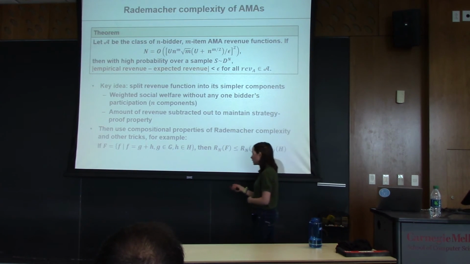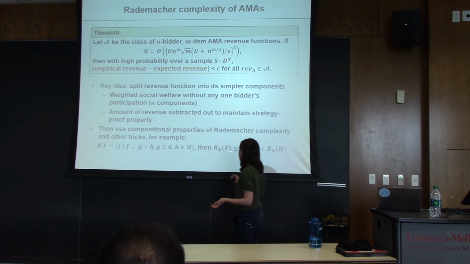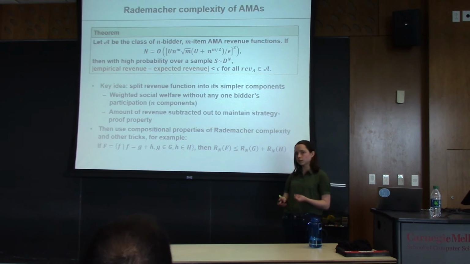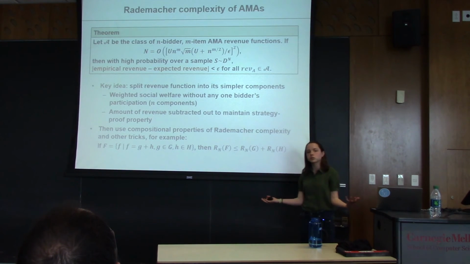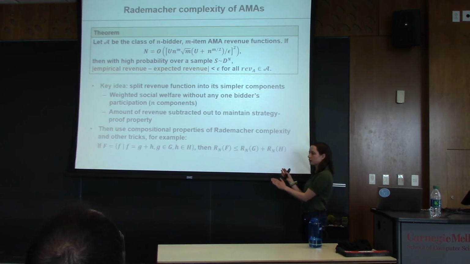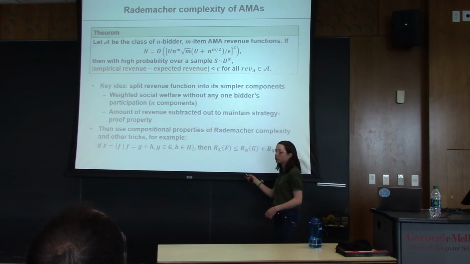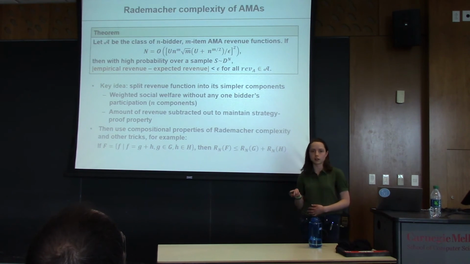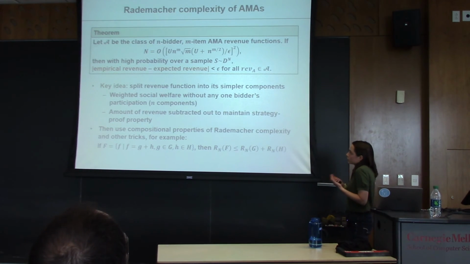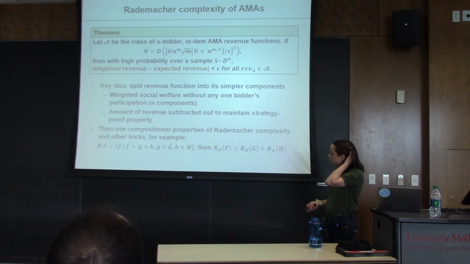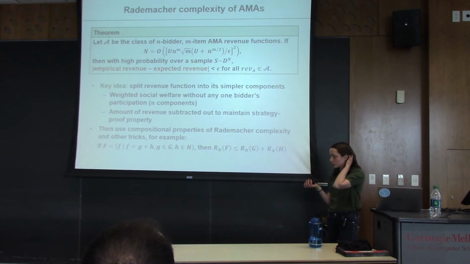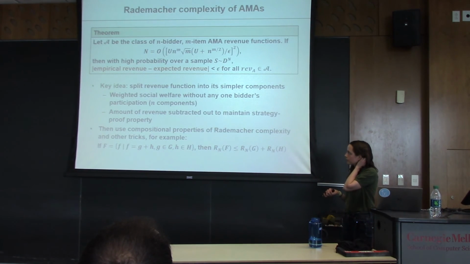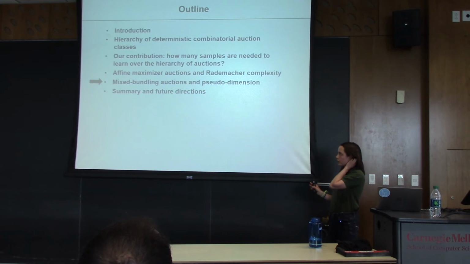So for example, one really useful, simple property of Rademacher complexity is that if you have a function class where every function is the sum of two functions from other classes, then the Rademacher complexity of the first function class is just going to be bounded by the sum of the Rademacher complexities of the other two classes. So we were able to split up the revenue function and derive the Rademacher complexity and the sample complexity in this way. Okay, so that was affine maximizer auctions.